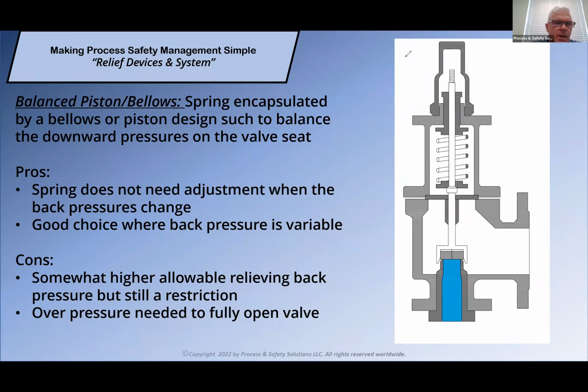So the pros of a balanced or piston type bellows valve is the spring does not need adjustment when the back pressures change. It's a good choice where the back pressure is variable. It changes somewhat. It's not constant. They are at somewhat higher cost, and you do have somewhat better, somewhat higher allowable relieving back pressure, but it's still restricted. Overpressure is still needed to fully open the valve.